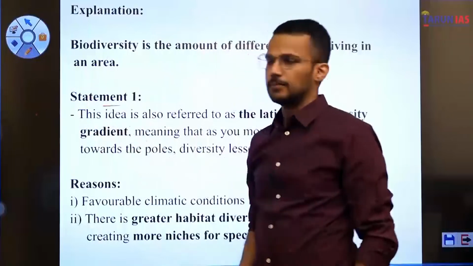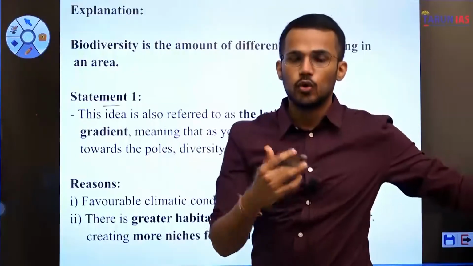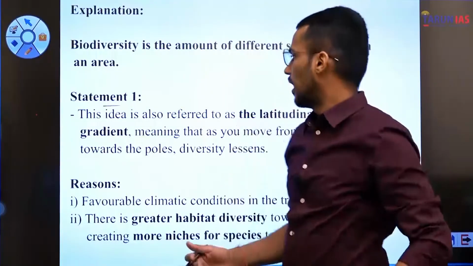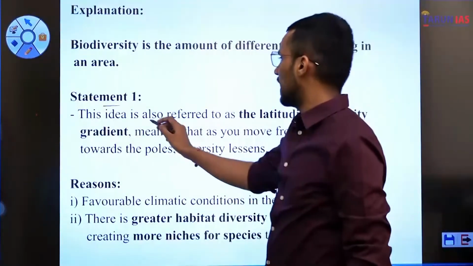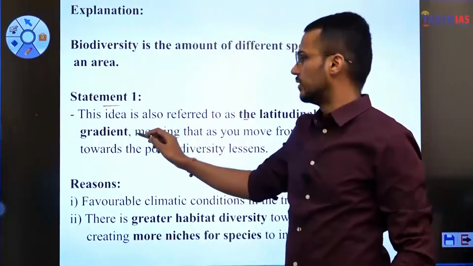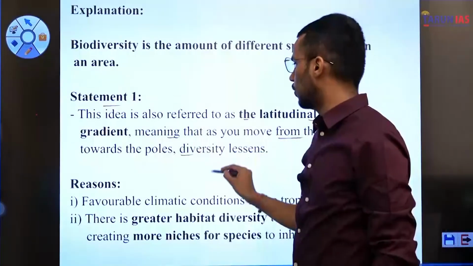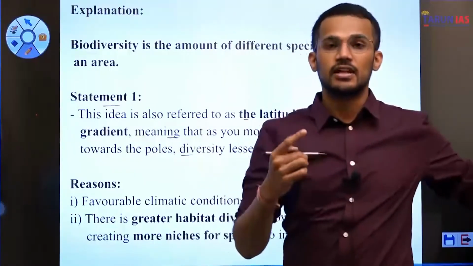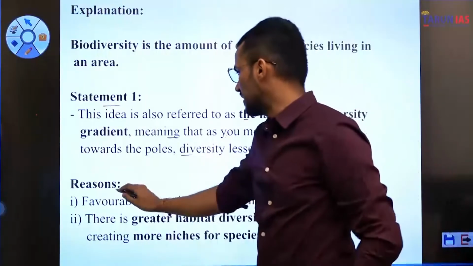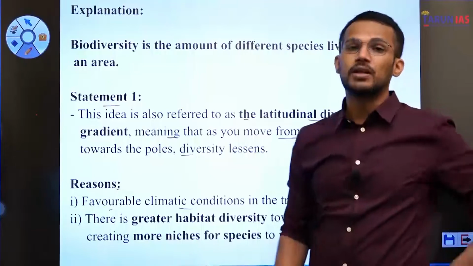Firstly, the first statement. This first statement is about the lower latitudes having higher biodiversity than higher latitudes. This idea is also referred to as the latitudinal diversity gradient, meaning that as you move from the equator towards the poles, diversity is reducing. And why does diversity reduce? The reasons are: first, favorable climatic conditions in the tropical region.